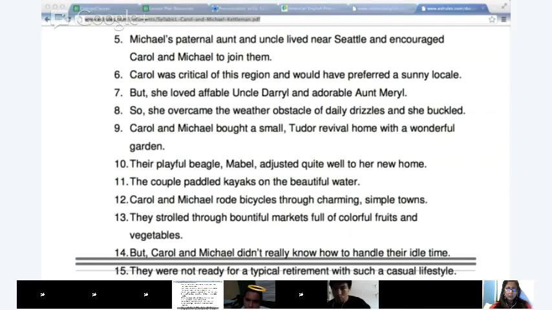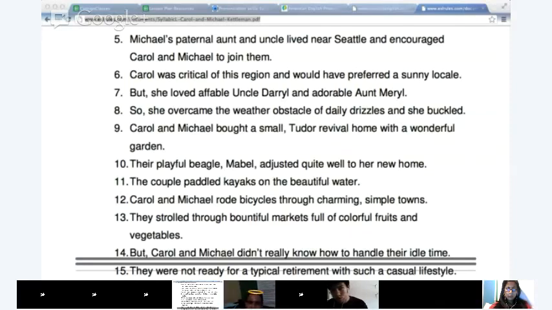Go ahead, James. Interestingly, what's the number? Number 8. Here, let me repeat it again. So, she overcame the weather obstacle of daily drizzles, and she buckled. Okay. So, she overcame the weather obstacle of daily drizzle and the buckle. She buckled, yep. Go ahead, Jose.